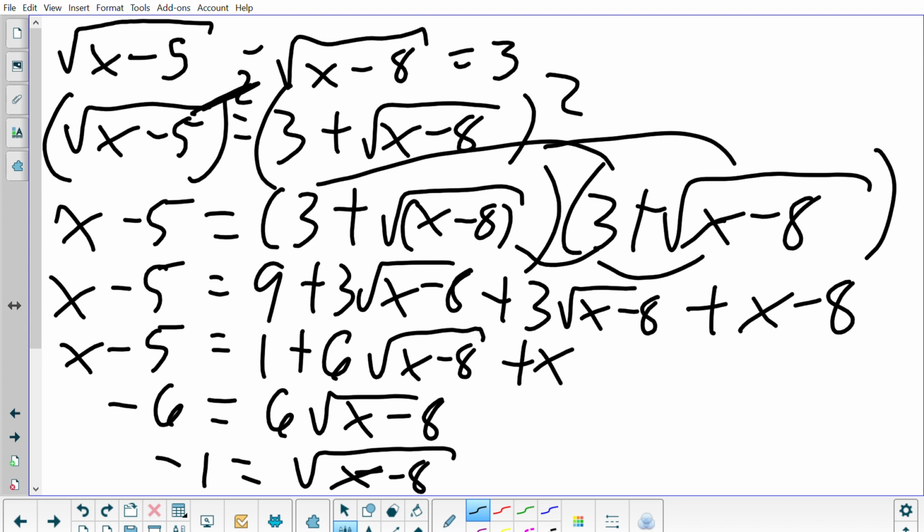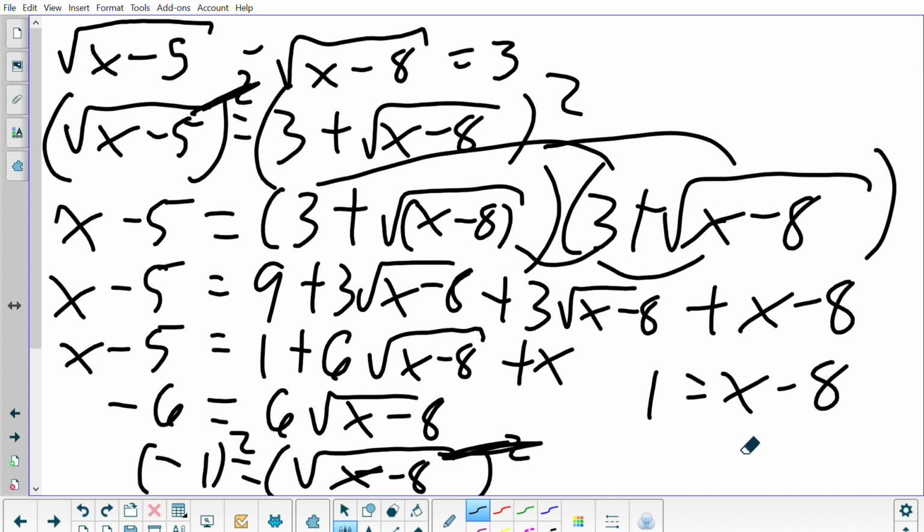Okay, now I could square both sides. And 1 squared is 1. Radical squared is whatever's inside. Add 8 to both sides, and I get 9.